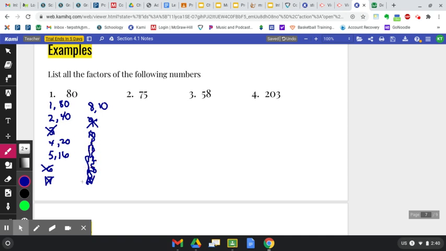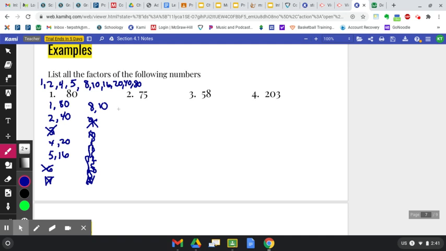I don't need to go any further. So these are all my factors. Now, I'm fine with you just leaving them like this. Note the answer key will put them in order. It'll say 1, 2, 4, 5, 8, 10, 16, 20, 40, 80. So just know that that's what the answer key will look like.